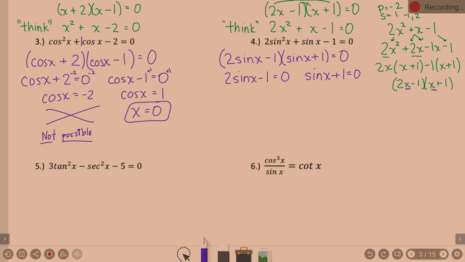Solve these. How are you solving 2 sine x minus 1 equals 0? You're going to add 1. So then you have 2 sine x equals 1. You're going to divide by 2. And then we do have sine x equaling 1/2. Sine x plus 1, you're going to subtract 1. And we're going to have sine x equaling -1.